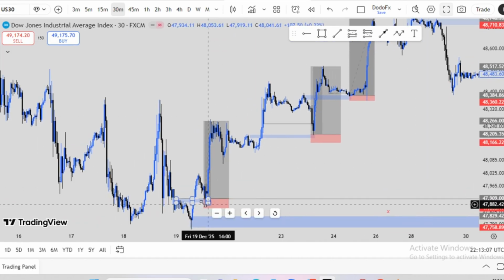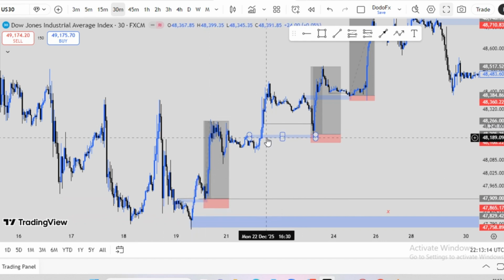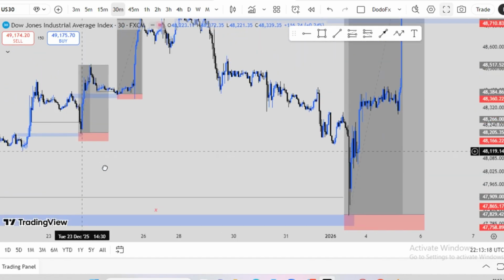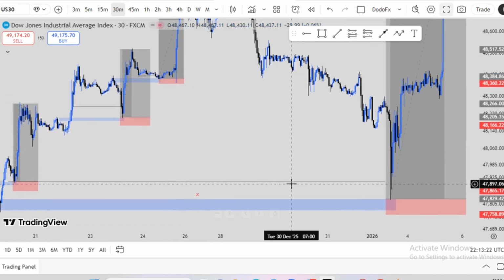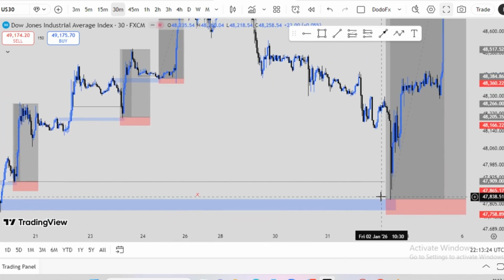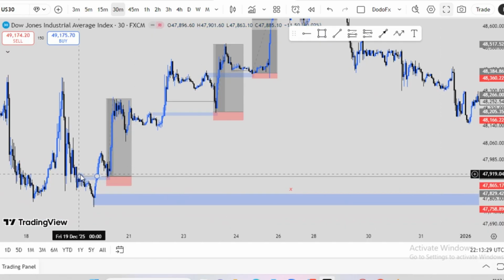What happens? The market gives me a break of structure here, right? Then it comes back to tap into it. Then it moves off. The same thing happened here. I marked out this zone, right? Price came back after respecting this breaker block. What did it do? It then came back to respect this other block. Right? This is my structure here.